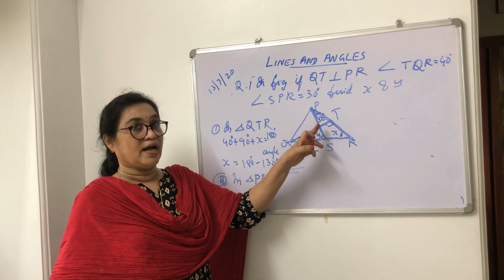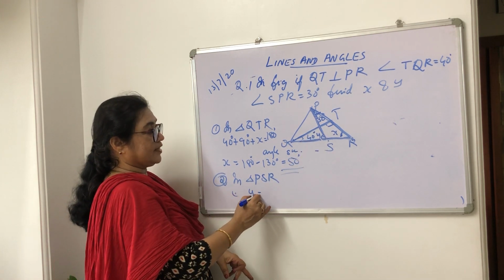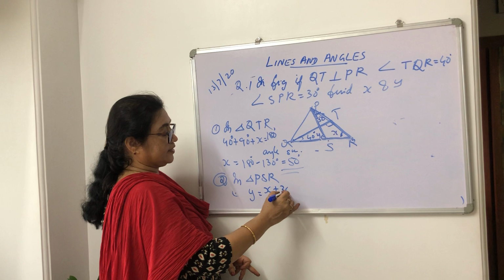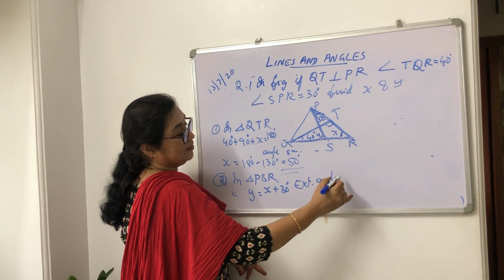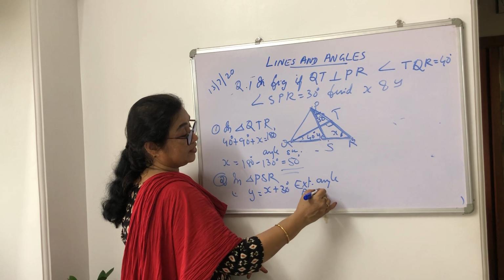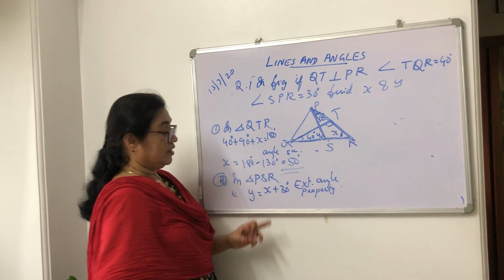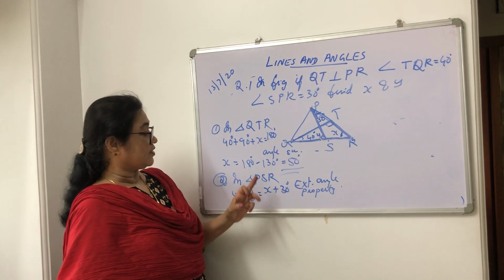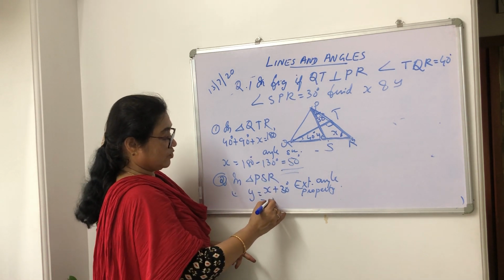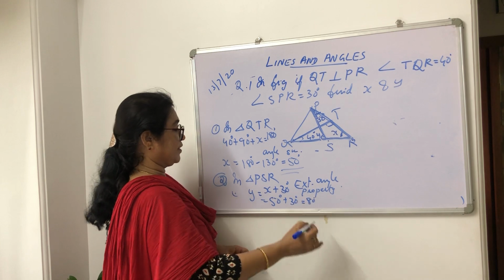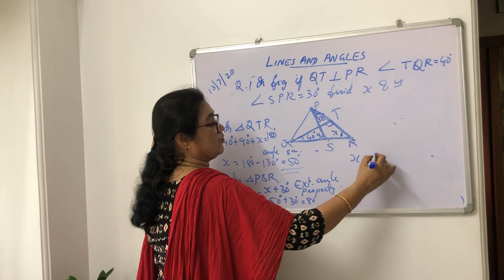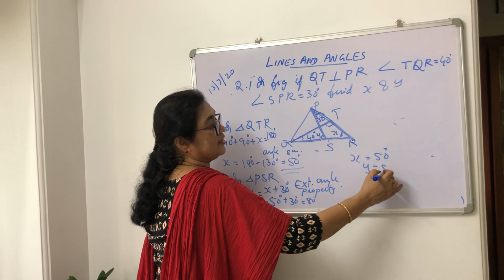So angle Y you can write as X plus 30, exterior angle property of a triangle. So therefore this X you got is 50. So it is 50 plus 30 equal to 80 degrees. So you got X as 50, Y as 80 degrees.